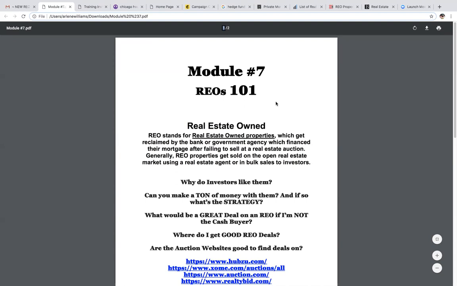All right, let's get right into it. This is module number 7. Get your pen and paper out. Get ready to move on this. Let's make it happen. So what is an REO?